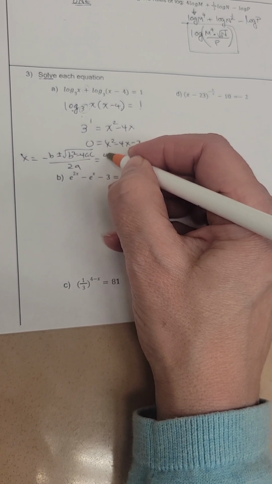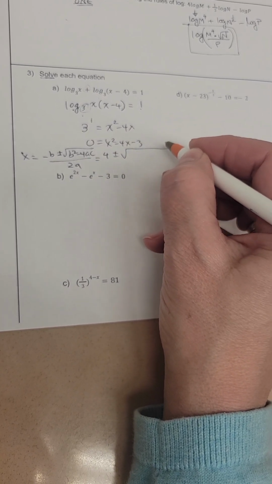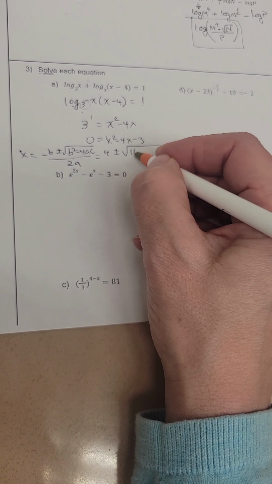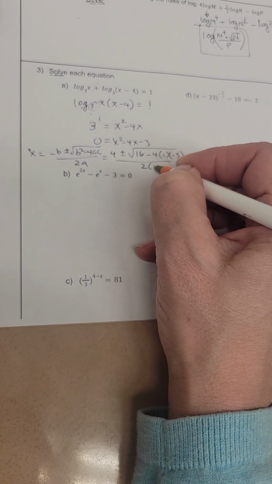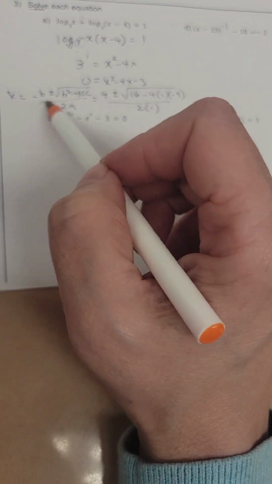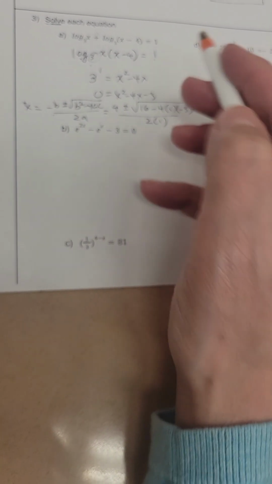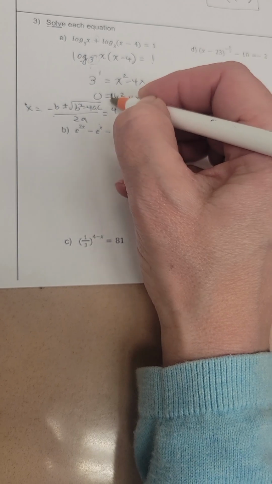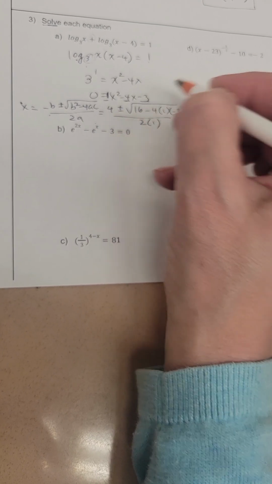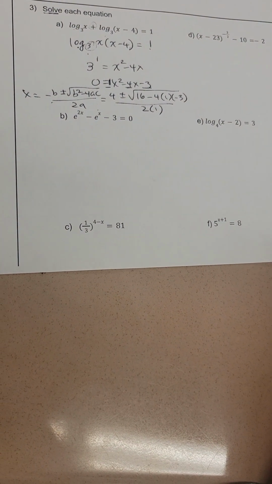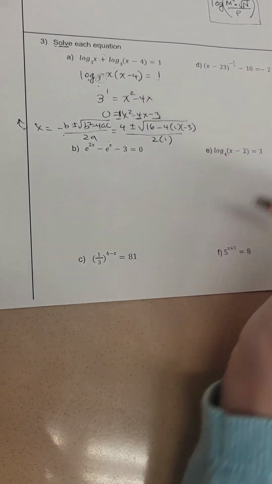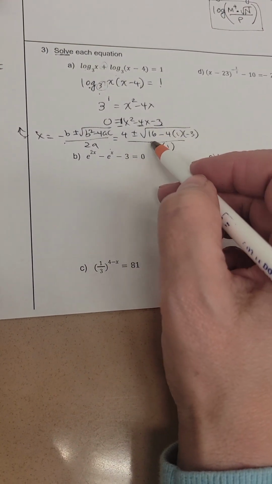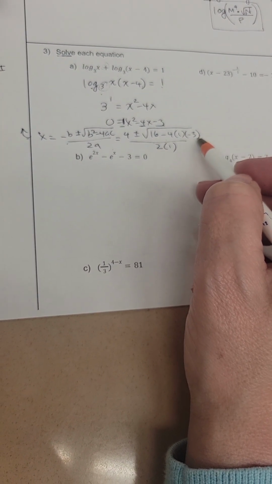Negative b, that would be 4 plus or minus square root of b squared, which is 16, minus 4ac, over 2a. Remember that a, b, and c are just the coefficients of the equation. A is 1, b is negative 4, and c is negative 3. Okay, so I'm going to continue over here so as not to get into that space. All right, so we have 4 plus or minus square root of 16 plus 12.